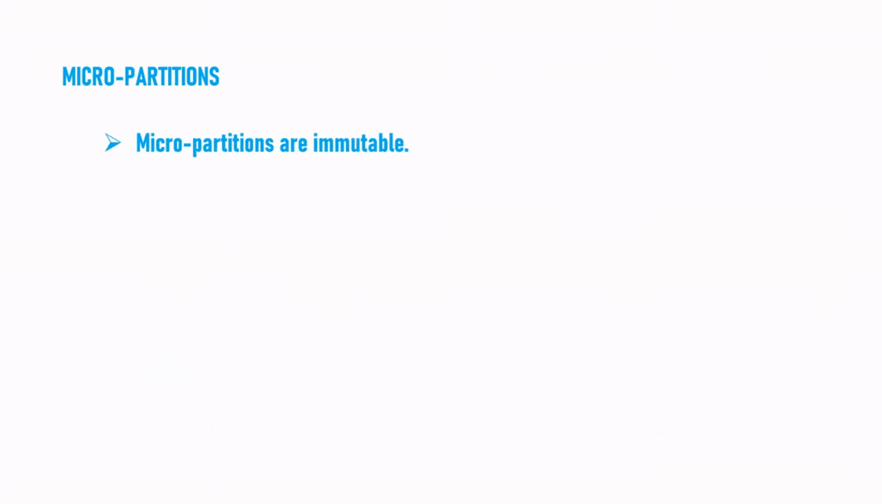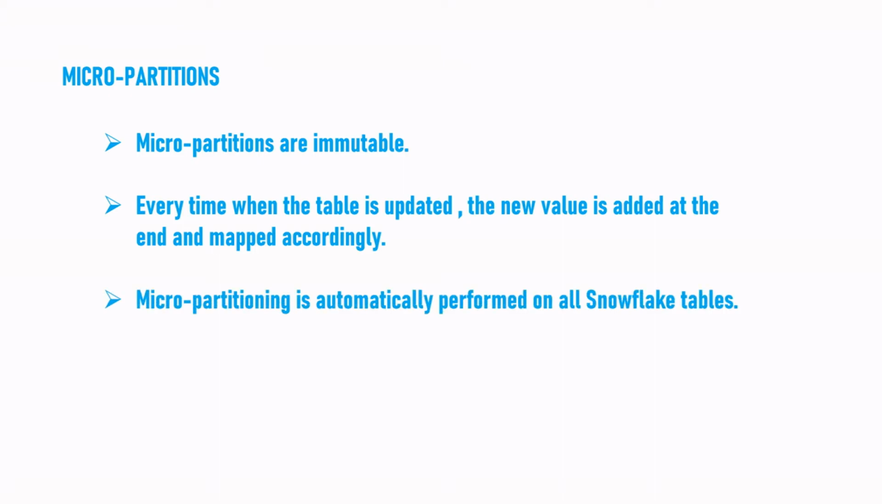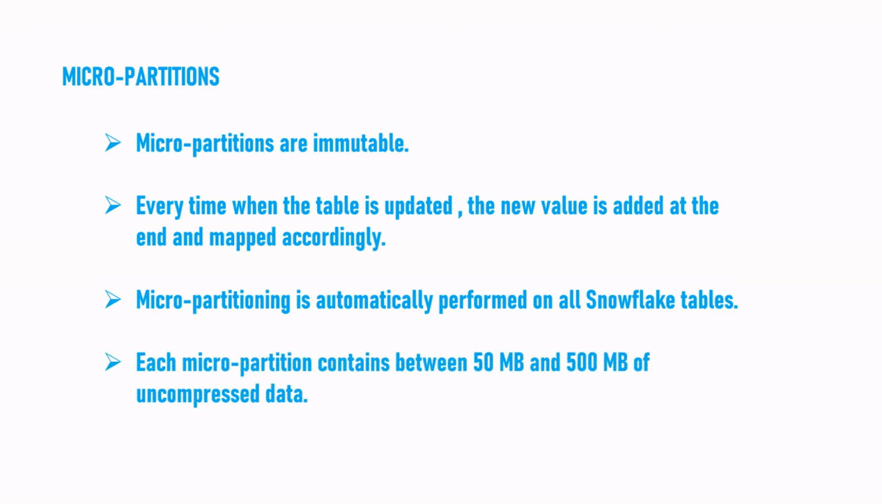Micropartitions are immutable. Every time the table is updated, the new value is added at the end and mapped accordingly. Micropartitioning is automatically performed on all Snowflake tables. Each micropartition contains between 50 megabytes and 500 megabytes of uncompressed data.